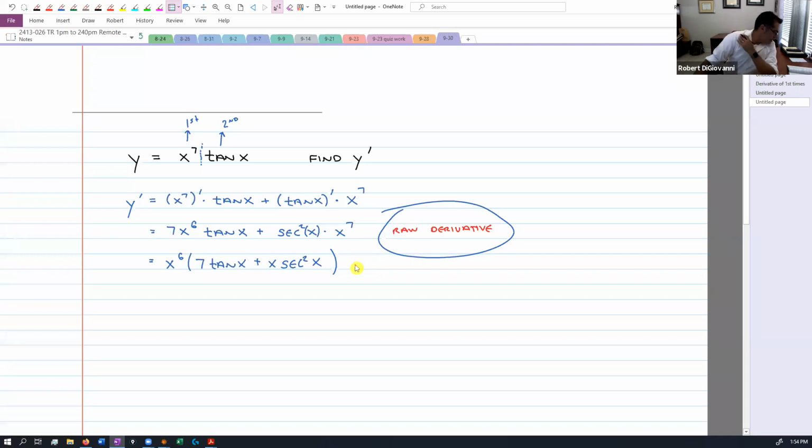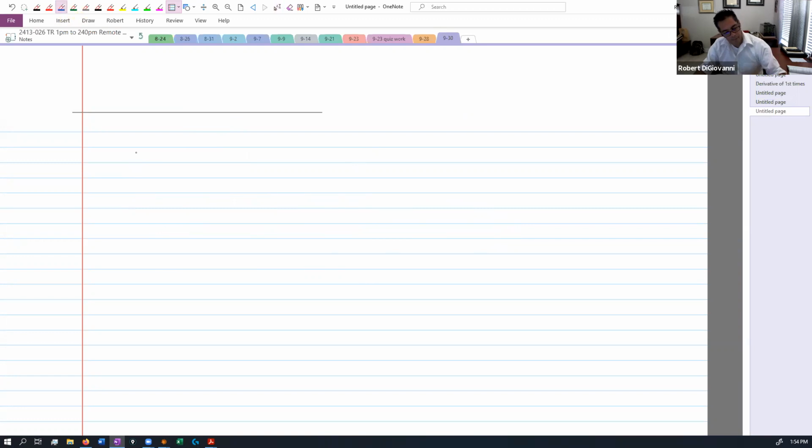Okay, let's do another one. How about this one? How about y is equal to x squared plus x plus 1 times x to the 5th minus 3x squared minus 4. Find y prime.